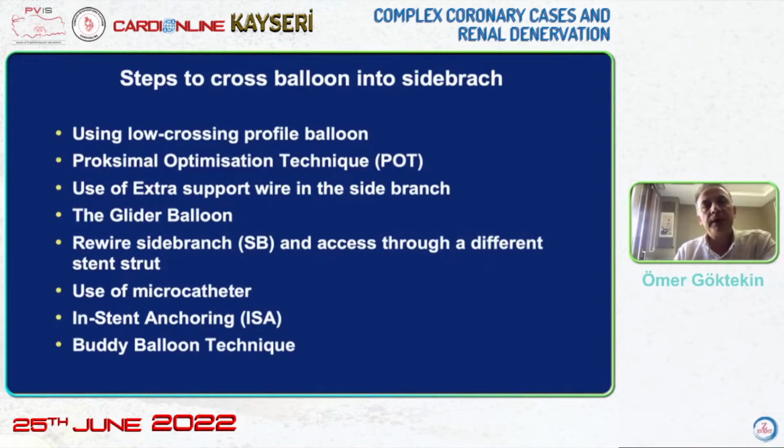Generally, while we are going to the side branch, if the side branch stent is a 2.5 or 2.75, in the side branch crossing, after this, you can use a low profile balloon. For that, 1.20 and 1.5 balloons should be used. The POT is very important, and without POT, you shouldn't make a rewire. Then I explain the reasons why.